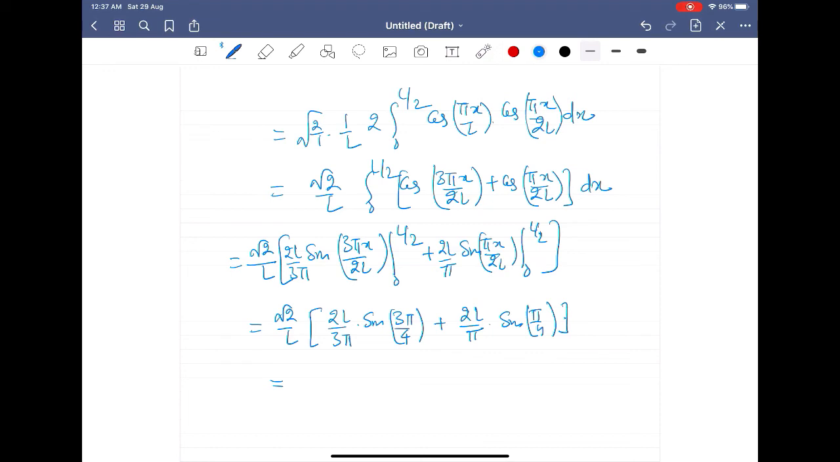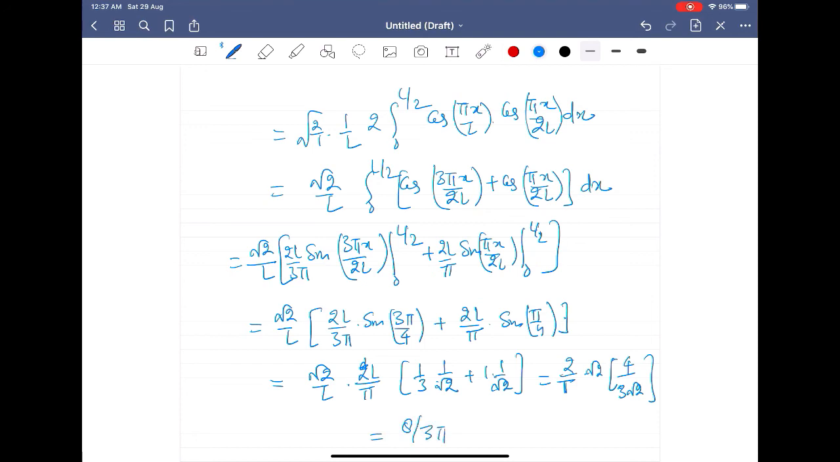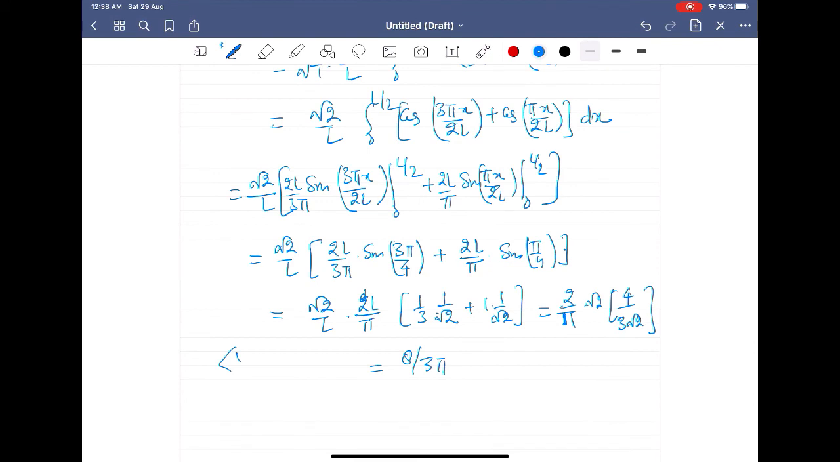So I take 2L by pi common outside, with 1 over 3. Sine 3 pi by 4 is sine of pi minus pi by 4, which is sine pi by 4, and this is 1 over root 2. Similarly for the other term, so this gives me 2 by pi into root 2 into 4 by root 2, 3. So root 2 cancels, and I get 8 by 3 pi. Okay, so this was the overlap of psi 0 prime x with psi 0 x.